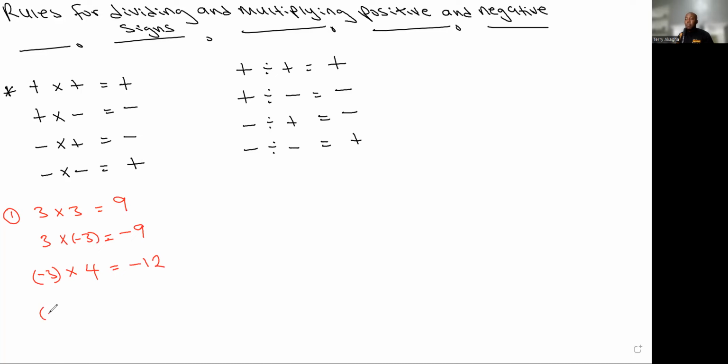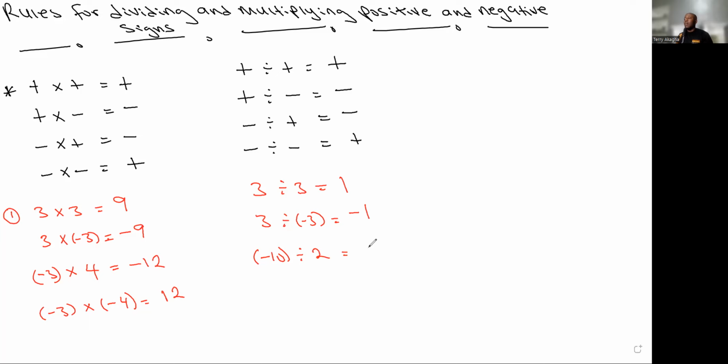And when you have minus 3 times minus 4, see, minus 3 times minus 4, that's minus times minus, and that will give you plus, and that will give you plus 12. Similarly, we can go for division. So if it's 3 divided by 3, it's plus 3 divided by plus 3, and that will give you 1. And if you have 3 divided by minus 3, so we have plus divided by minus, and that will give you negative what? 1.